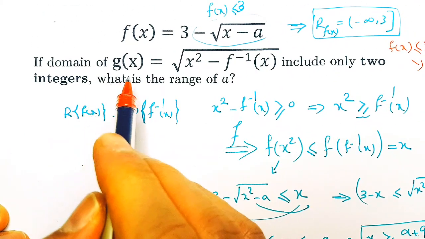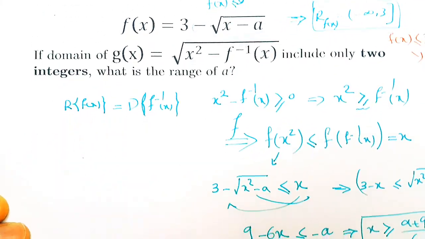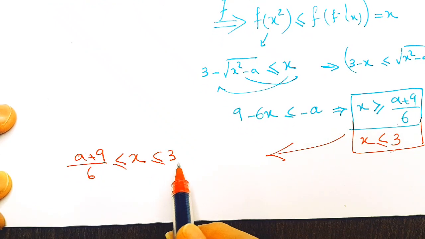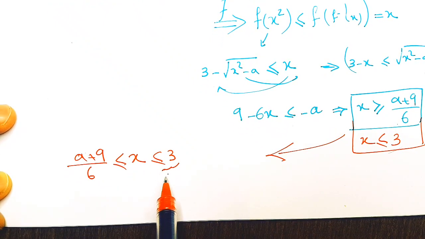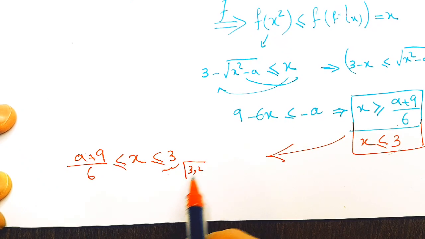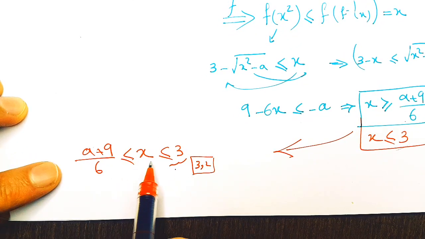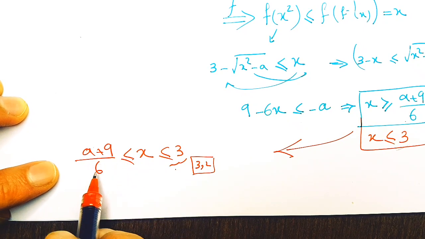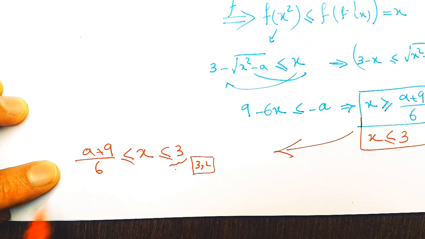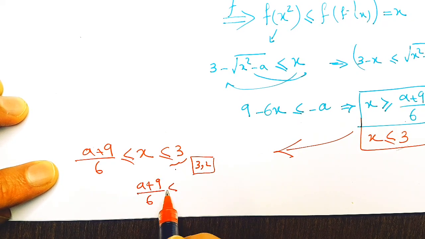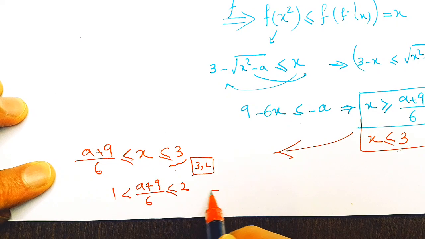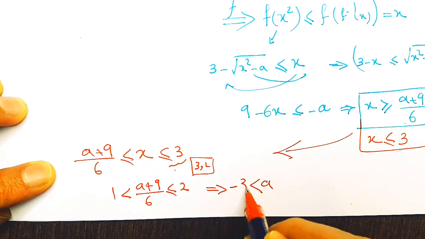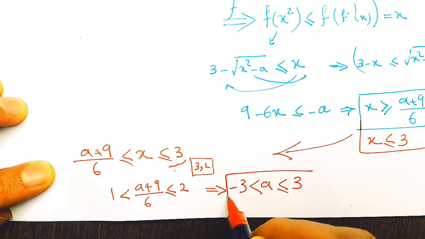So we know that g(x) only has two integers in its domain. So one of them will be 3. The next one, which is below 3, is going to be 2. So 3 and 2 are the two integers in the domain of g(x). So in order to satisfy this, a plus 9 over 6 should be between 1 and 2, including 2 and excluding 1. So a plus 9 over 6 should be less than or equal to 2 and more than 1. And from this, a will be between minus 3 to 3, and only including 3.